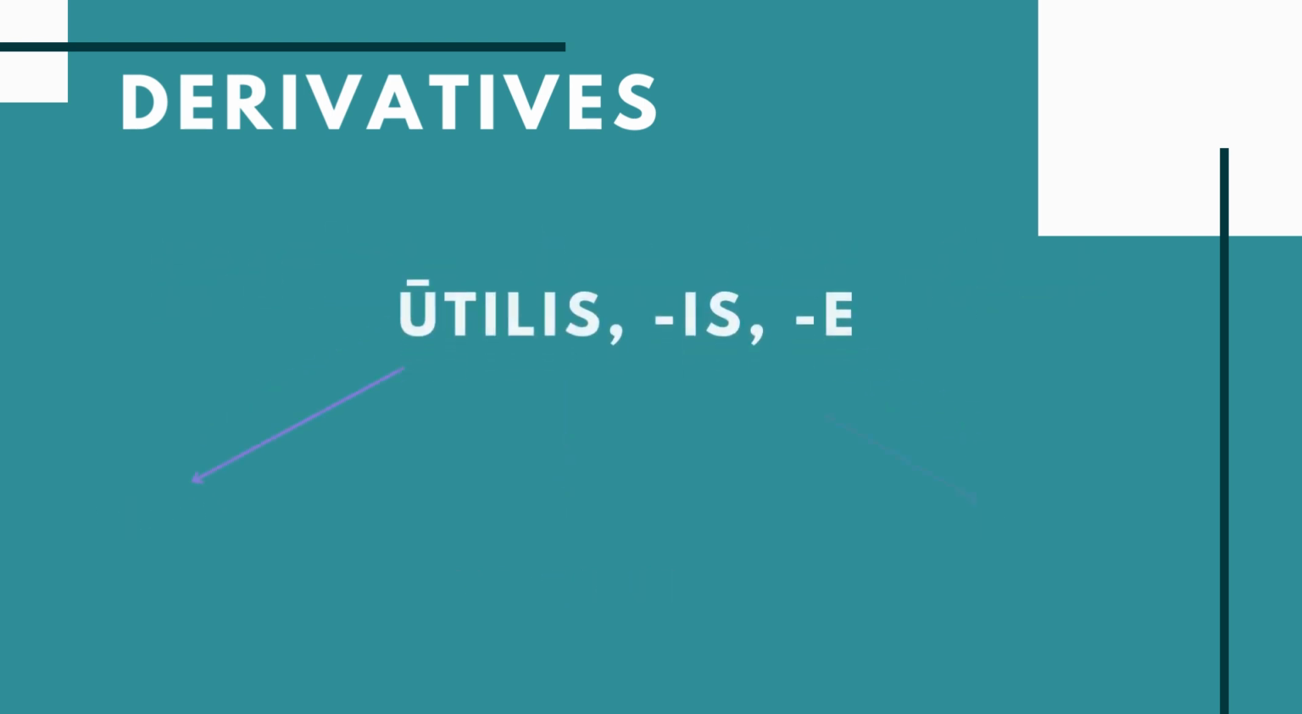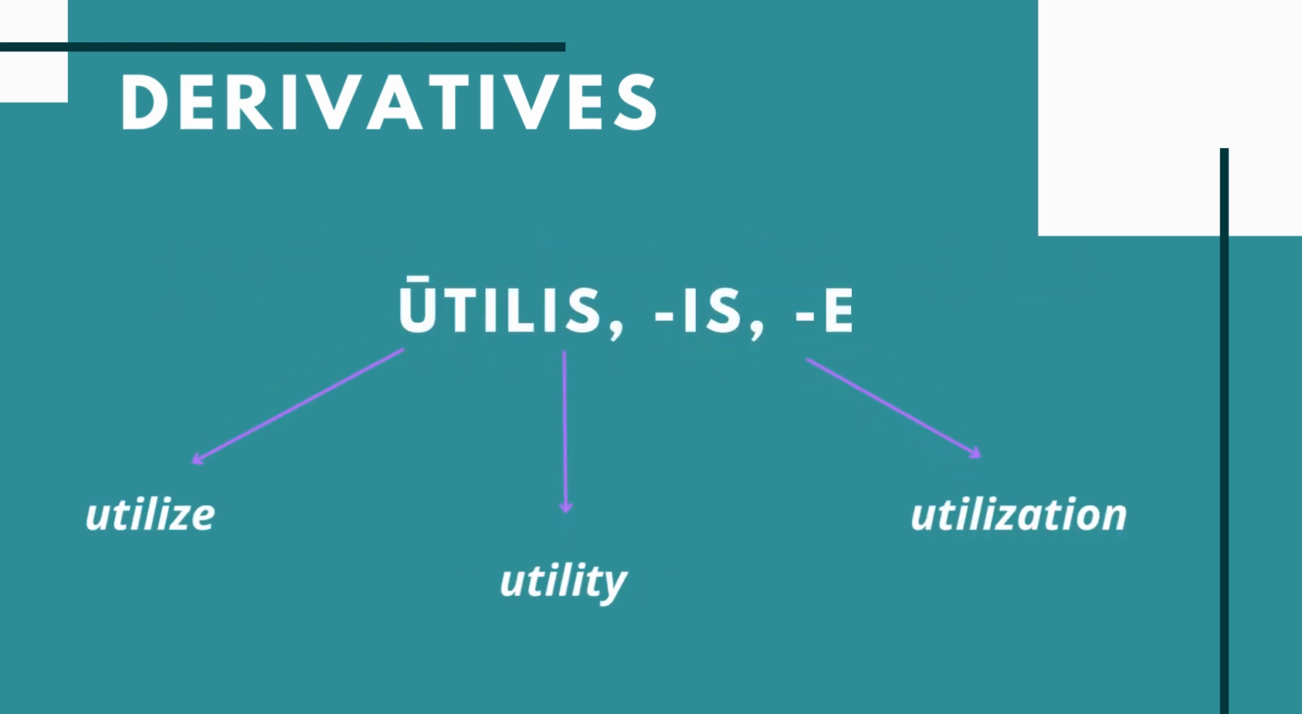Same idea. Next, we have utilis, which is a third declension adjective that just means useful. And from this, we get utilize, utility, utilization. They're all carrying the same meaning in English that the Latin has of being useful. So if you utilize something, you're using it. If you say it has a great utilization, it's a method of using it. So it all carries that same root, which comes from the Latin.